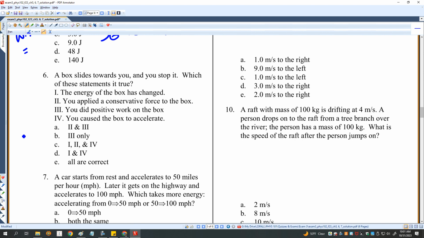Box slides toward you and you stop it. Which of these statements is true? The energy of the box has changed. That's true. It had kinetic energy and now it doesn't. You applied a conservative force. That's not true. It's a contact force.